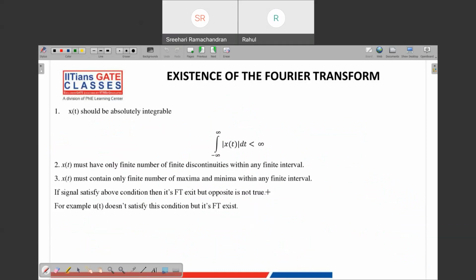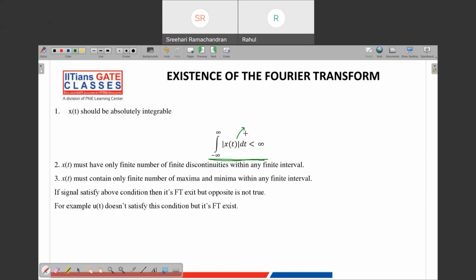Next is about the existence of the Fourier transform. There might be some signals for which we might not be able to calculate the Fourier transform. Let's say we have a signal x of t which satisfies the criteria that it is absolutely integrable. We can integrate it and find some finite value.